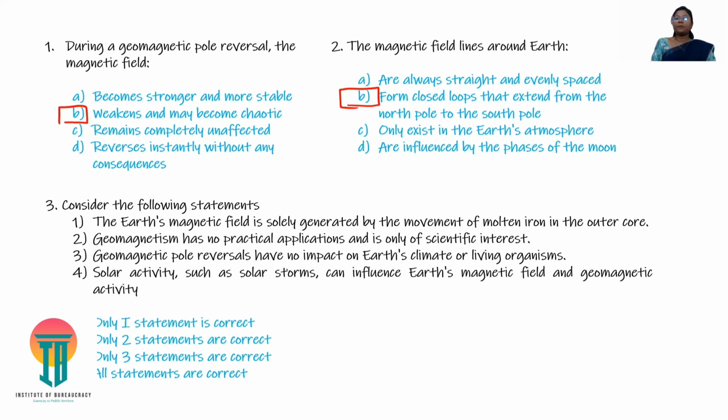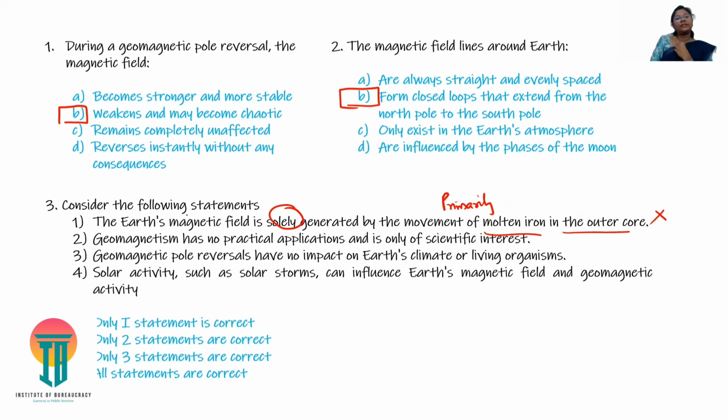Right? First statement is wrong. Why? It is solely generated by. It is not, it is primarily generated by, or the most important factor for generation of Earth's magnetic field is the movement of molten iron in the outer core. It is primary factor and not the only factor. Solely means it is only because of. Okay, so the first statement is wrong.